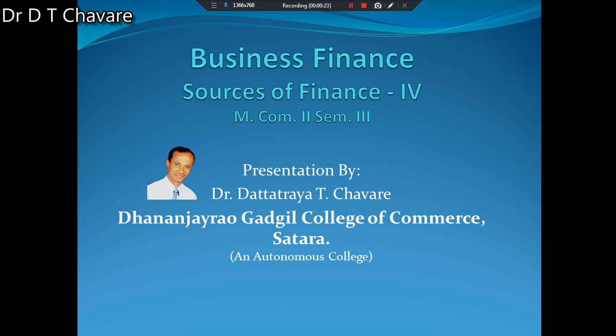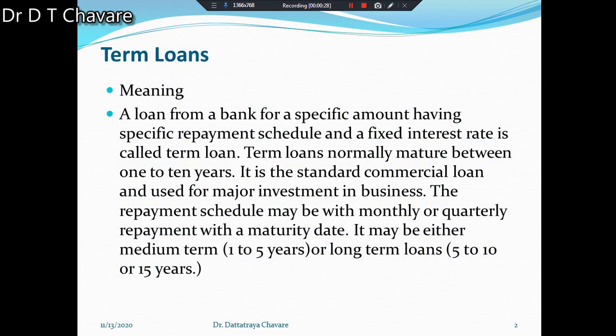In this part we have to study the concept of term loans, a loan from the bank. What is the meaning of term loan? A loan from a bank for a specific amount having a specific repayment schedule and a fixed rate of interest is called a term loan. It means the specific amount is there, specific repayment is there, specific schedule is there, and a fixed rate of interest is also there. These things are important in case of term loans.